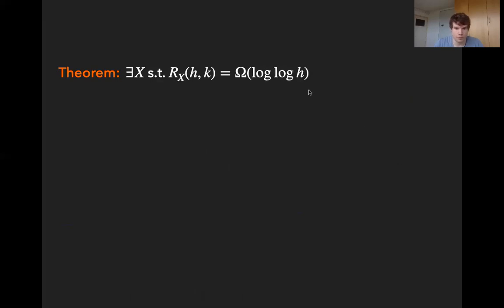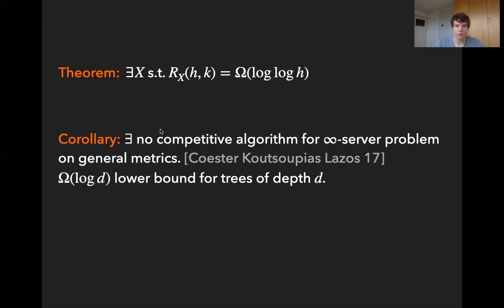So this is the theorem we just proved. There is a symmetric space where the competitive ratio is at least log H, so not a constant. And one corollary is that there exists no algorithm that has a constant competitive ratio for the infinite server problem on general metrics. So the infinite server problem is the same as the K server problem, except that K is infinite. And we then require that all servers start at the same point to avoid trivial cases.